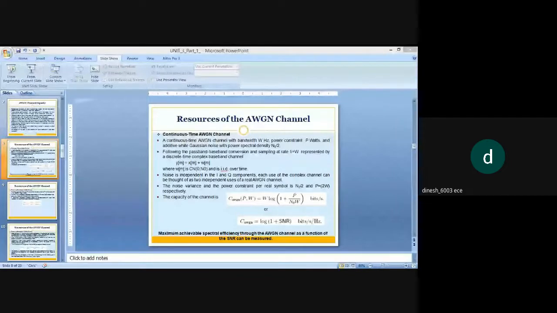So next topic is the resources of the AWGN channel. How does this additive white Gaussian noise channel behave in a continuous time process? Okay, so first we'll define this additive white Gaussian noise channel. It is being formulated for a flat fading channel that depends upon what is known about the time varying channel at the transmitter and or at the receiver.